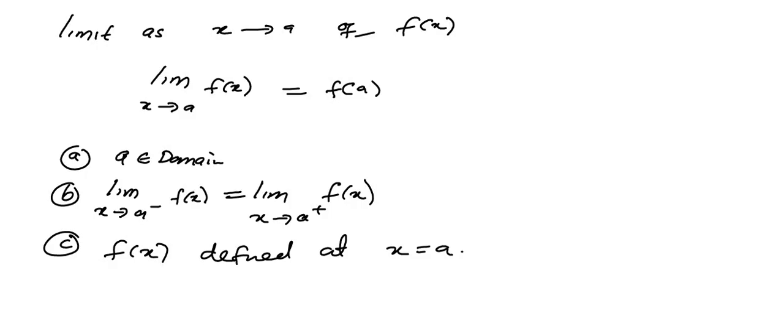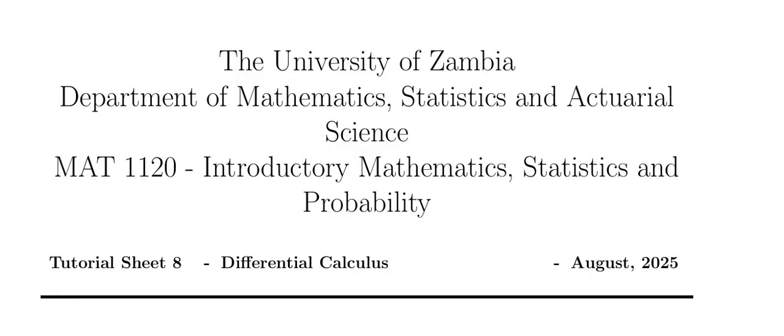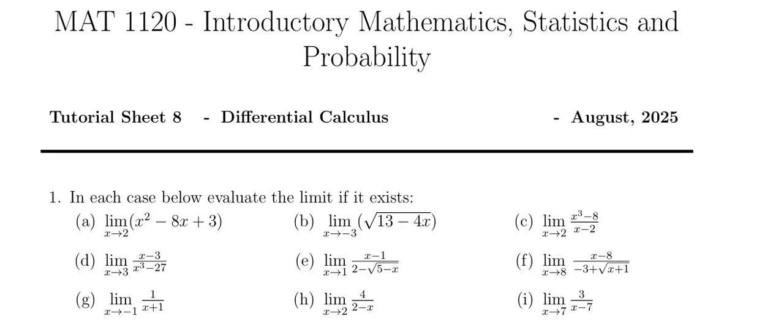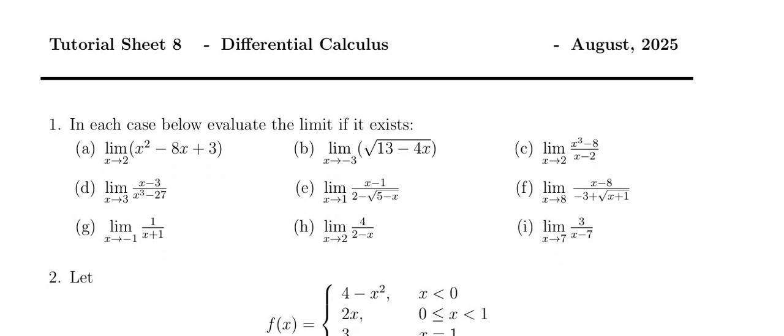So I'll go straight to your tutorial sheet. I'll use them as examples. Look at the first question. The first question is saying, in each case below, evaluate the limit if it exists. We need to check first if it exists. And for you to do that, you need to make sure that the number you're approaching satisfies the previous 3 properties that we've been discussing.